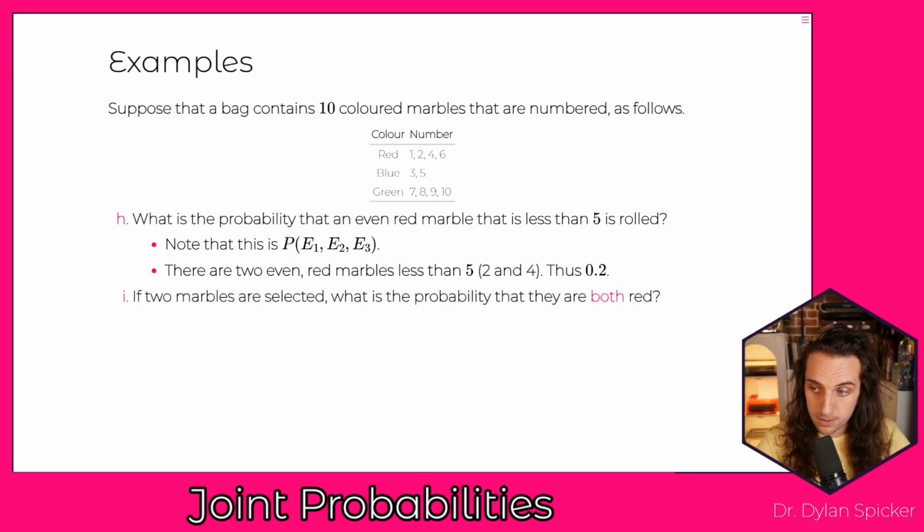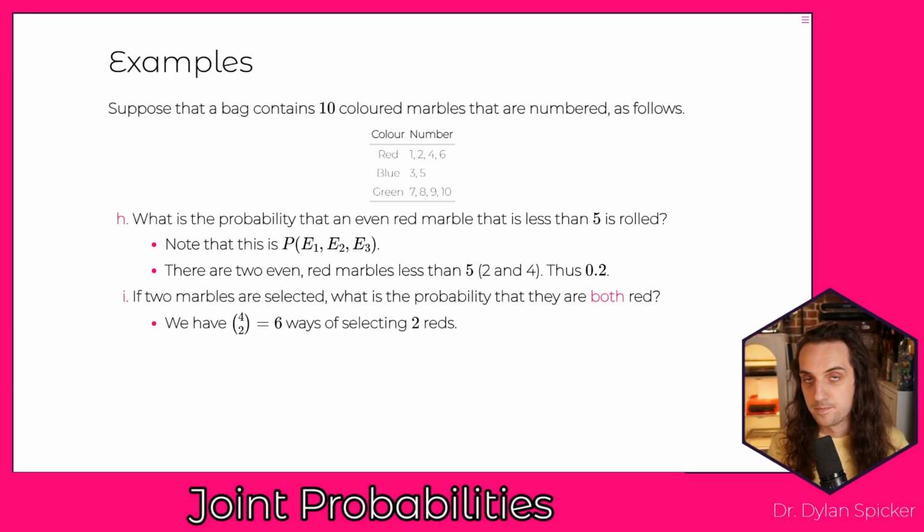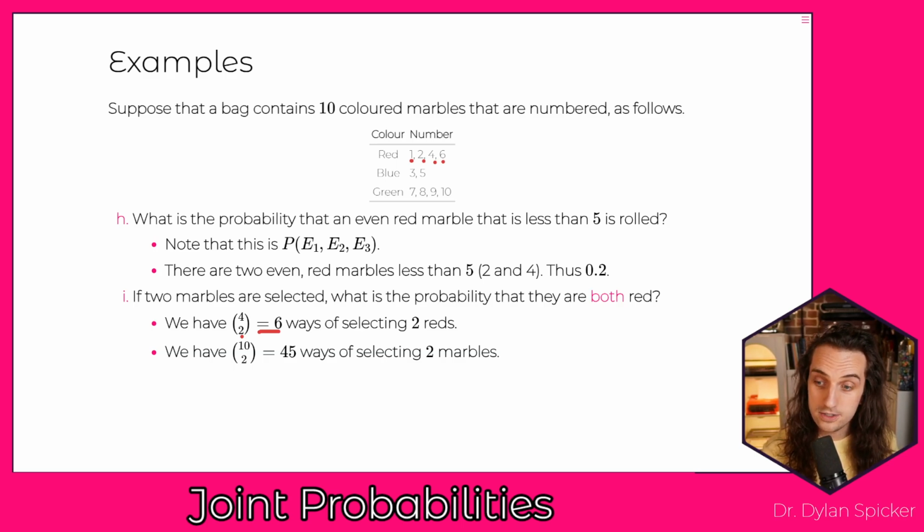If we select 2 marbles, what is the probability that they are both red? Again, here we can think about this in several different ways. One thing that we could think about here is that we have a total of 4 red marbles, 1, 2, 3, and 4. We want to pick out 2 of them. We don't care about the order, so 4 choose 2 gives us 6 ways of selecting our 2 red marbles. Then we'd have 10 total marbles, and we're going to pick out 2 of them, so there are 45 ways of selecting any 2 marbles.